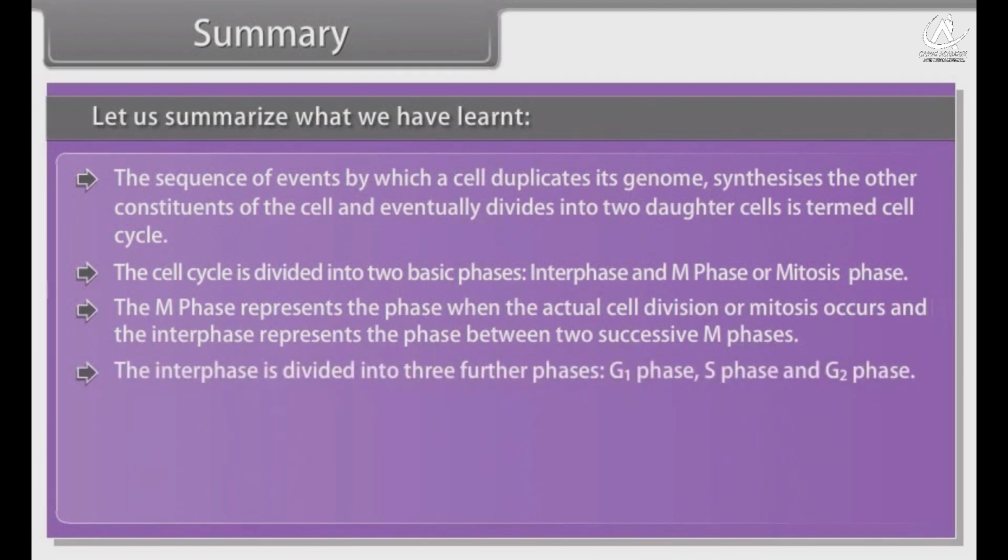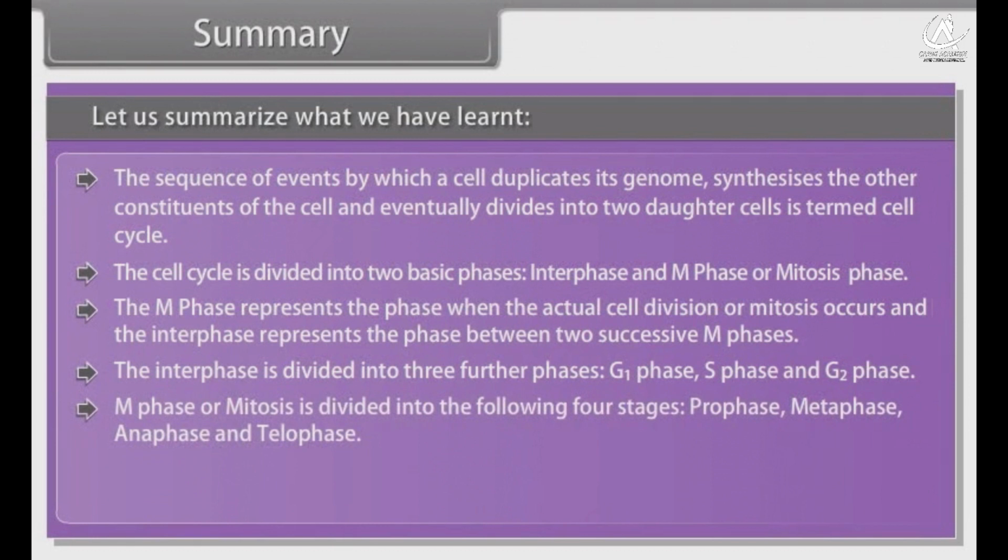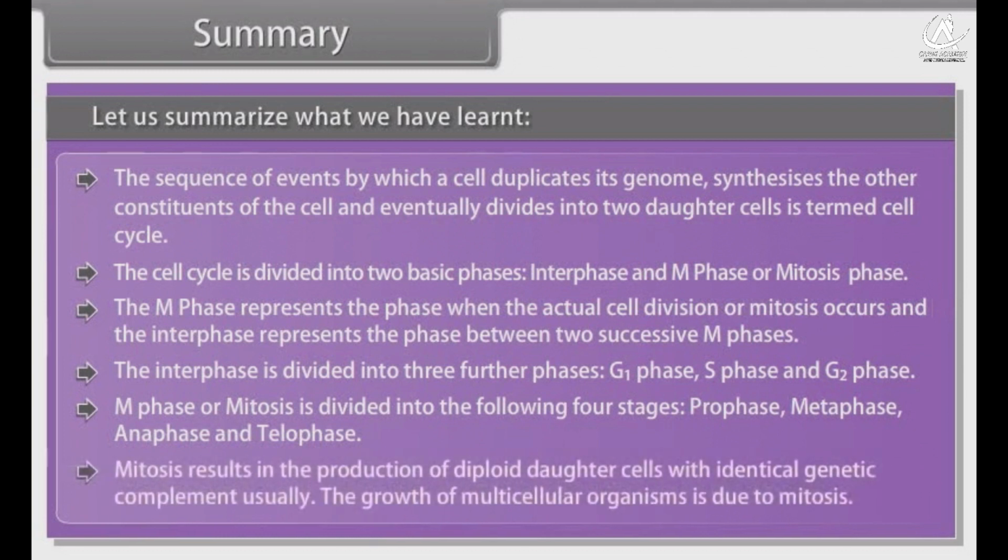The interphase is divided into three further phases, G1 phase, S phase, and G2 phase. M phase or mitosis is divided into the following four stages: Prophase, Metaphase, Anaphase, and Telophase. Mitosis results in the production of diploid daughter cells with identical genetic complement usually. The growth of multicellular organisms is due to mitosis.